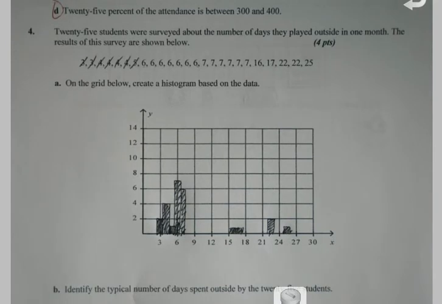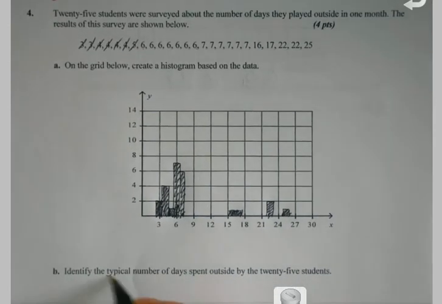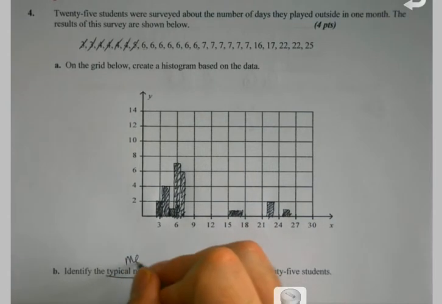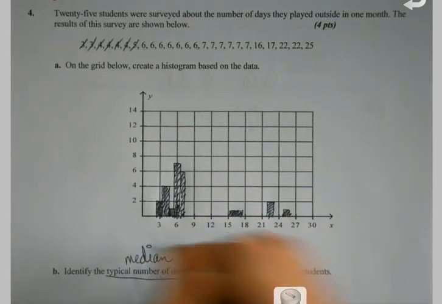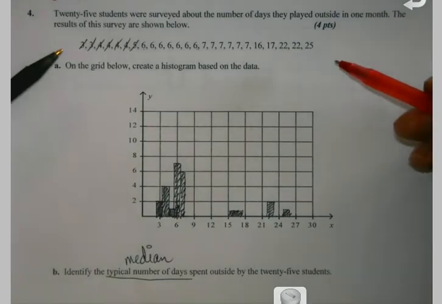But here comes the interesting part. Identify the typical number of days spent outside by the 25 students. Fancy way of asking you for the median. Now, could I type those all into the calculator and get an answer? Sure, I absolutely could. You're like, but you're not going to, are you? No. To me, it's going to take more time to type those 25 numbers in, because I noticed the list is in order already, so I don't have to worry about that.